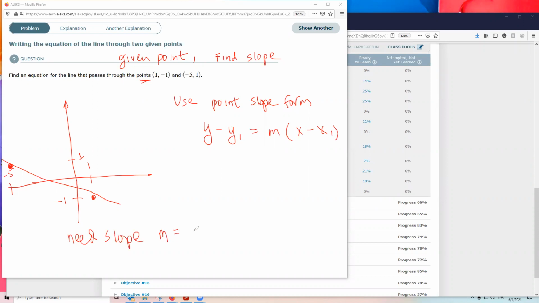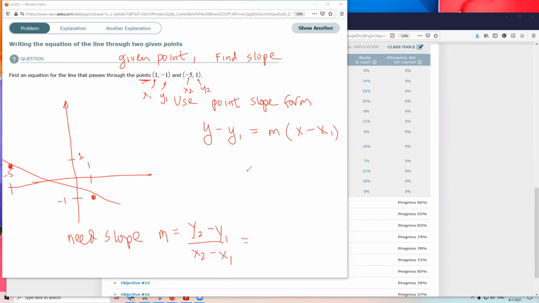Well, the formula for that, this is in the reference packet, is y sub 2 minus y sub 1 over x sub 2 minus x sub 1. I'm going to label these points to make it easier to work with. This is going to be x sub 1, this is going to be y sub 1, this is going to be x sub 2, and that's going to be y sub 2.